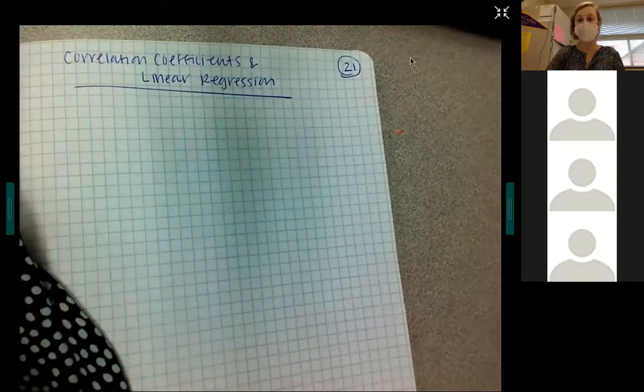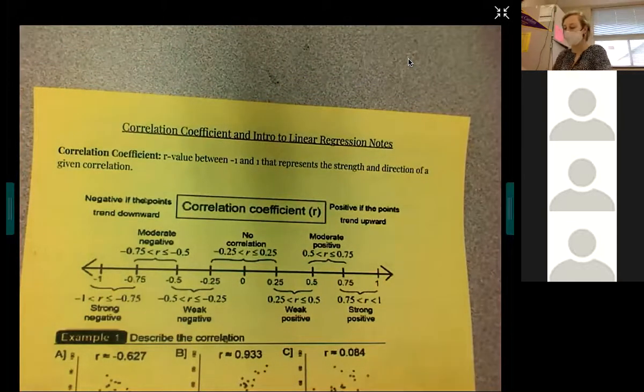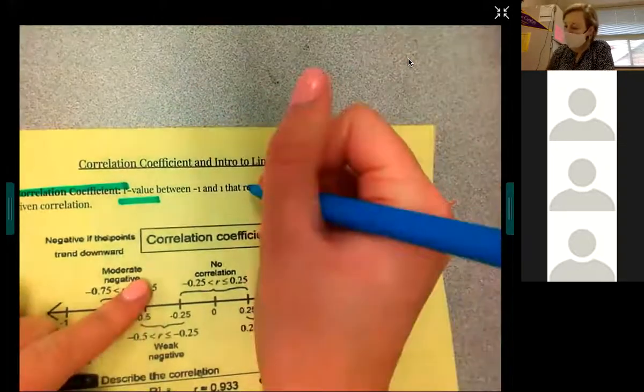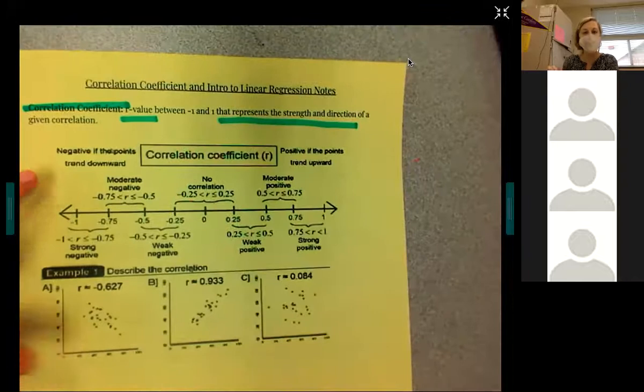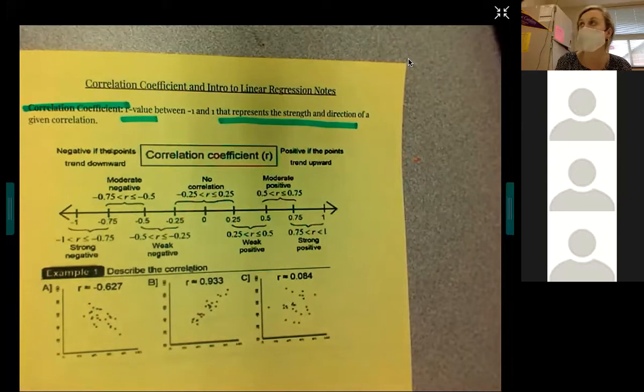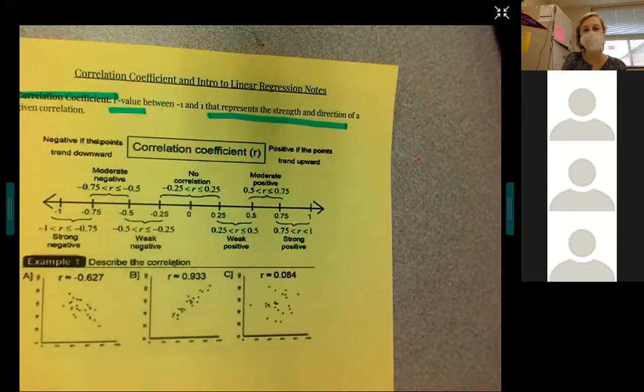All right, so I have the notes printed. I'm going to go ahead and get that sheet out. So if you are writing or copying, this is what I need you to write down. Correlation coefficient is the R value that represents the strength and direction. That's all I need you to write. You don't really need the other stuff because we're going to draw a picture.